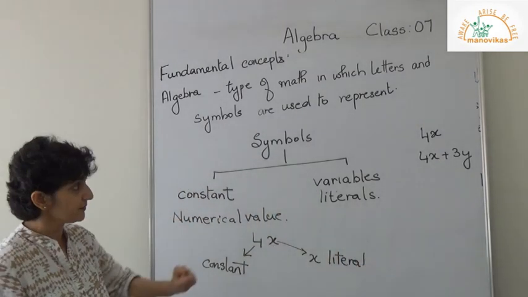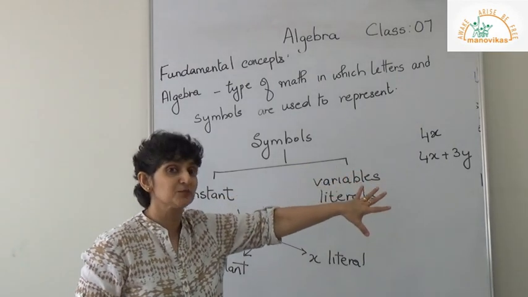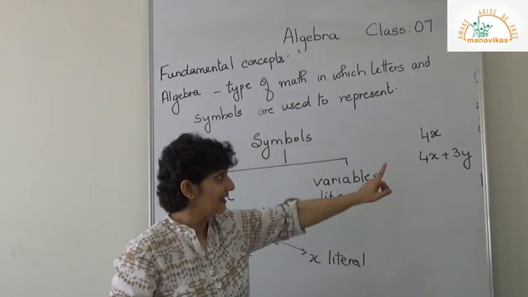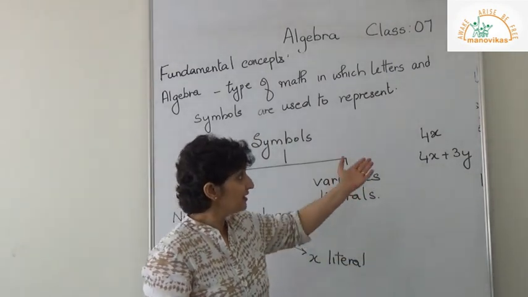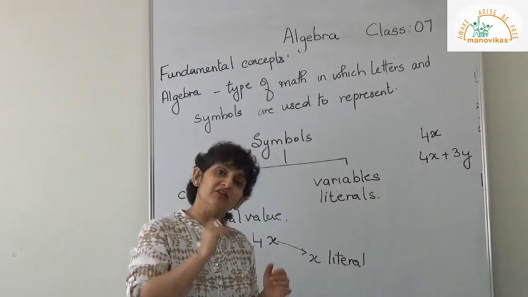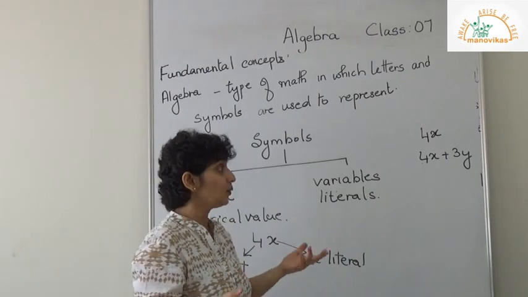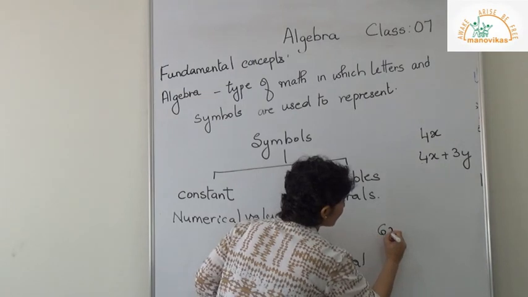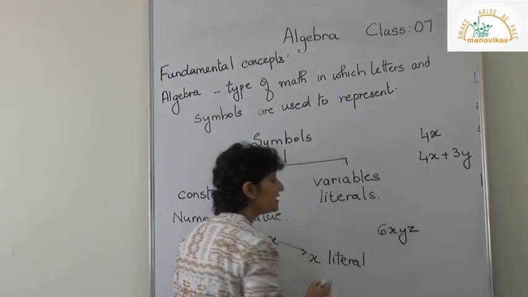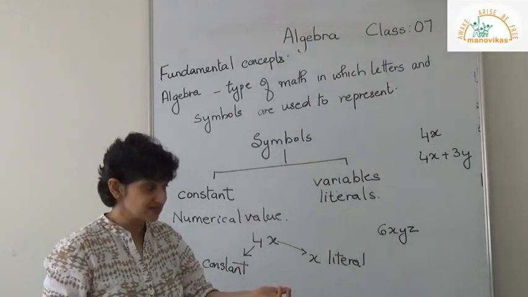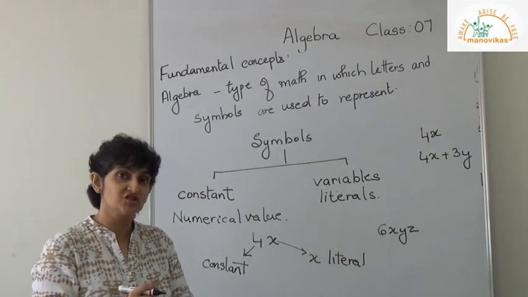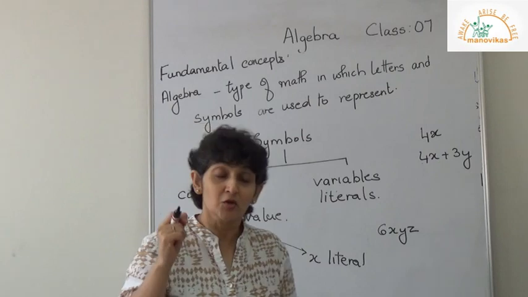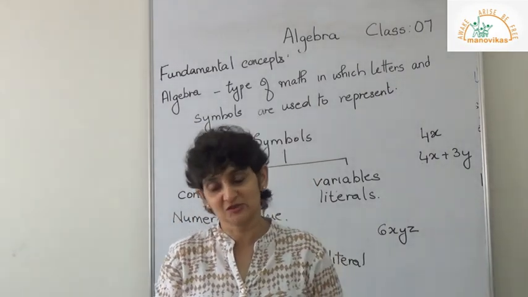Have you all understood, children? Then I have 4x plus 3y. So 4 is your constant and x is your literal. 3y, if I take, 3 becomes the constant and y is your literal. If I say 6xyz, 6 is your constant and xyz is your literal. Next, let's try to understand what you mean by algebraic expression.